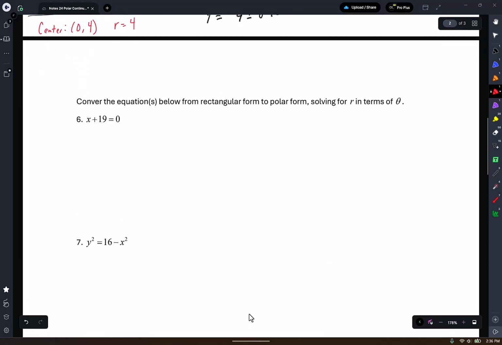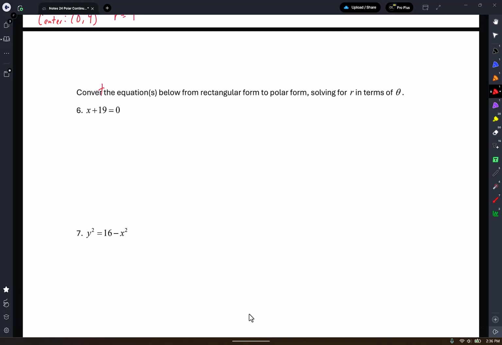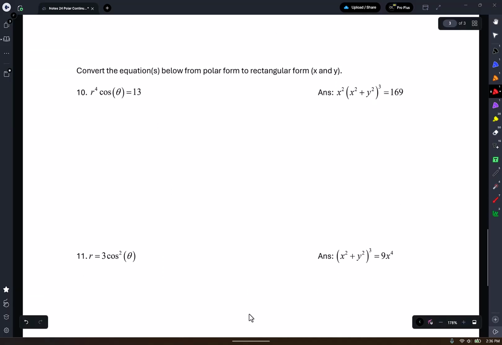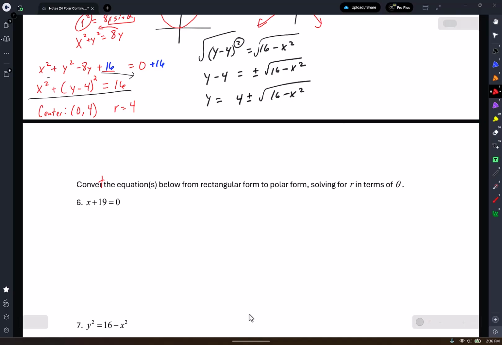Okay, ready? So this one says convert. I accidentally forgot the T there. Convert the equations below from rectangular form to polar form, solving for r in terms of theta. So I don't care how it looks, at least for now. Later on, Delta Math is going to want you to have it in terms of r. But right now, I just want to see an r and a theta.